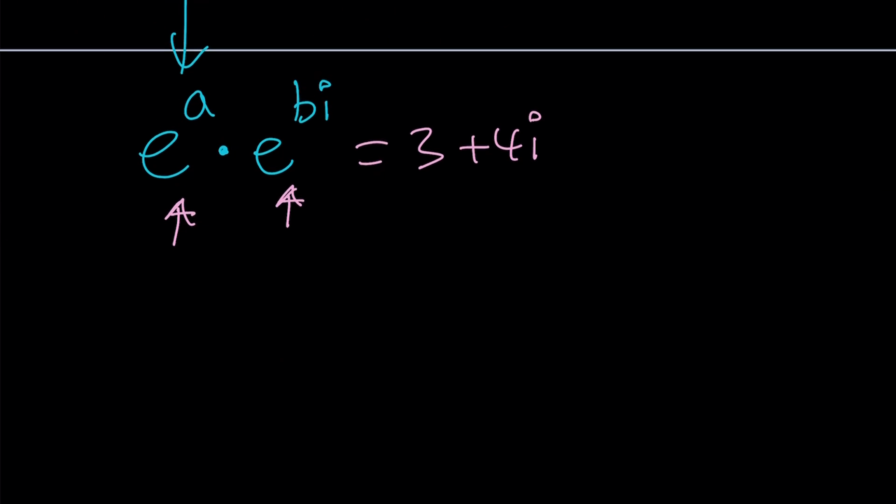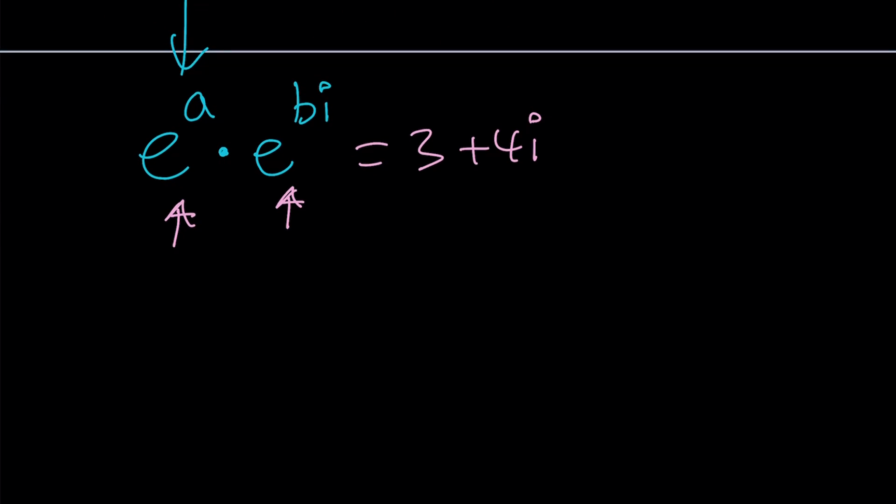So obviously e to the bi can be written as x plus yi or c plus di or whatever. I don't want to use a plus bi, obviously. But that's not what we're going to do. So 3 plus 4i, let's think about its polar form.